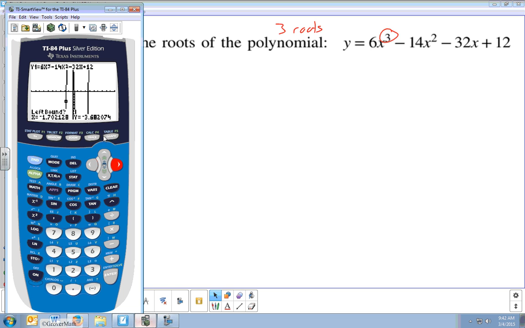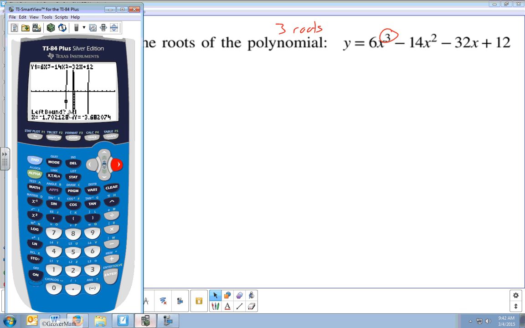You want to find that flashing guy. And remember, this tells you where it is. So I'm at negative 1.7, negative 3.6, so I'm right here. So if you ever get lost or can't find it, you use this as a guide to kind of see where it is. You want to find it.